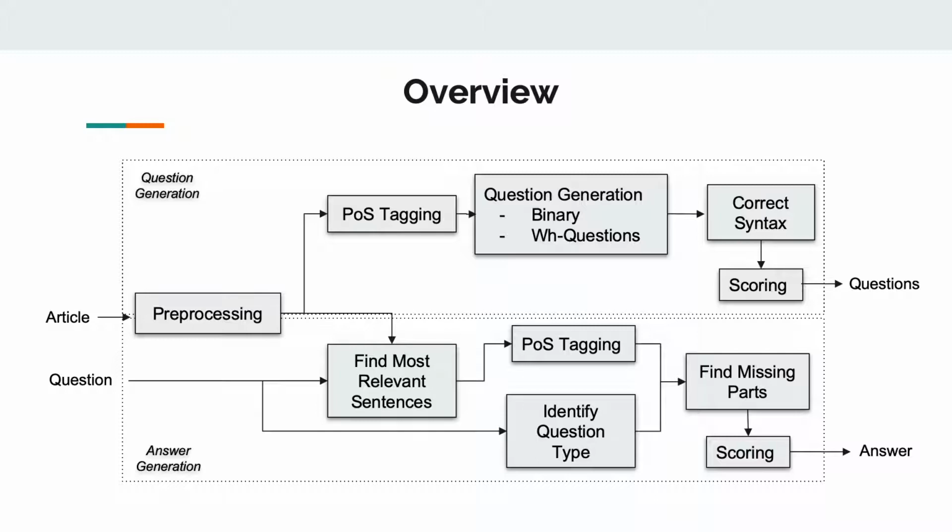For question answering, we will also begin by pre-processing the text. Then we'll find the most relevant sentences, followed by parts of speech tagging and identifying what kind of question it is. Lastly, we'll find the missing parts and give the answer a score.